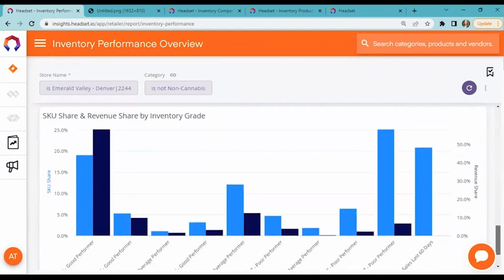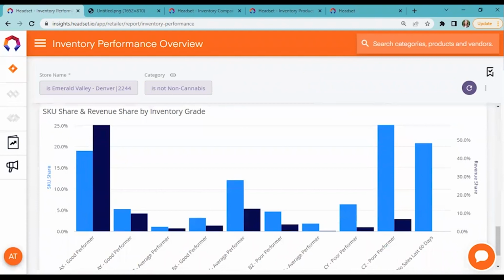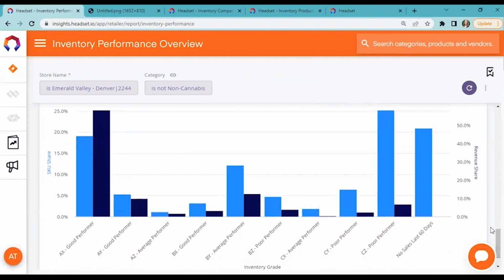Alrighty, so next dashboard down, this is our SKU share and revenue share by inventory grade. So essentially what we're doing here is applying a grade to all of your products. And we're really basing this off of revenue share and basket penetration. So we're categorizing your products into good performers, average performers, and poor performers so that you can better understand how to optimize your shelf space with these better performing products and not have to worry as much about those poor performers or average performers.